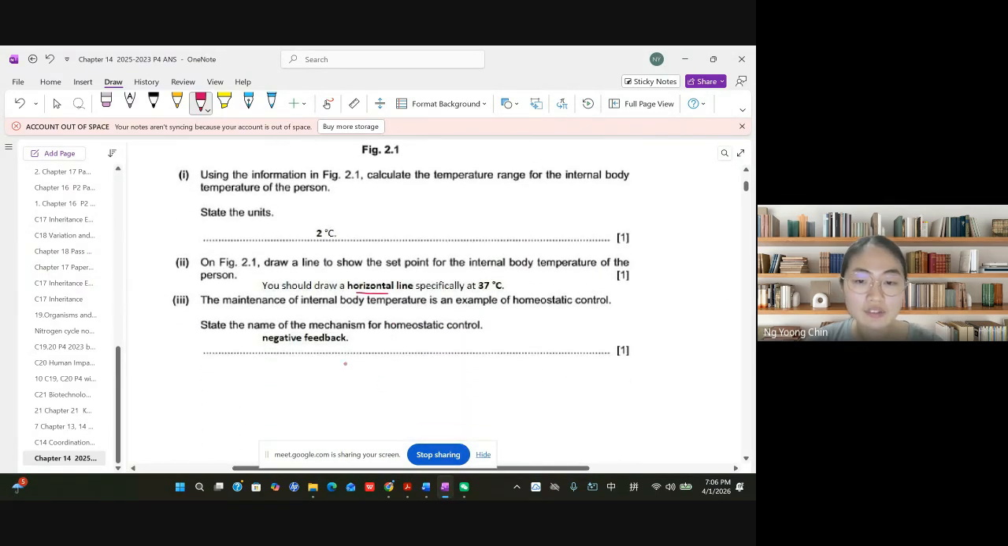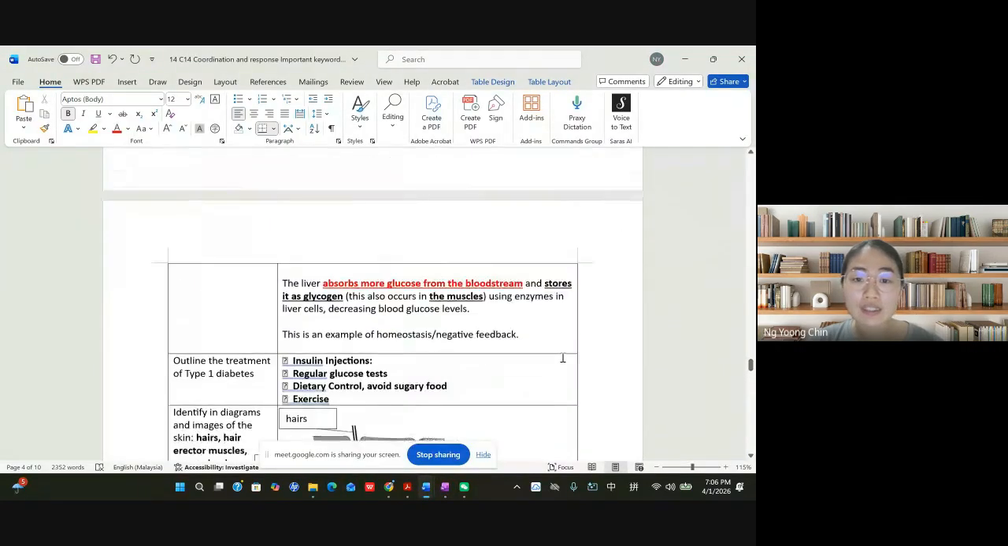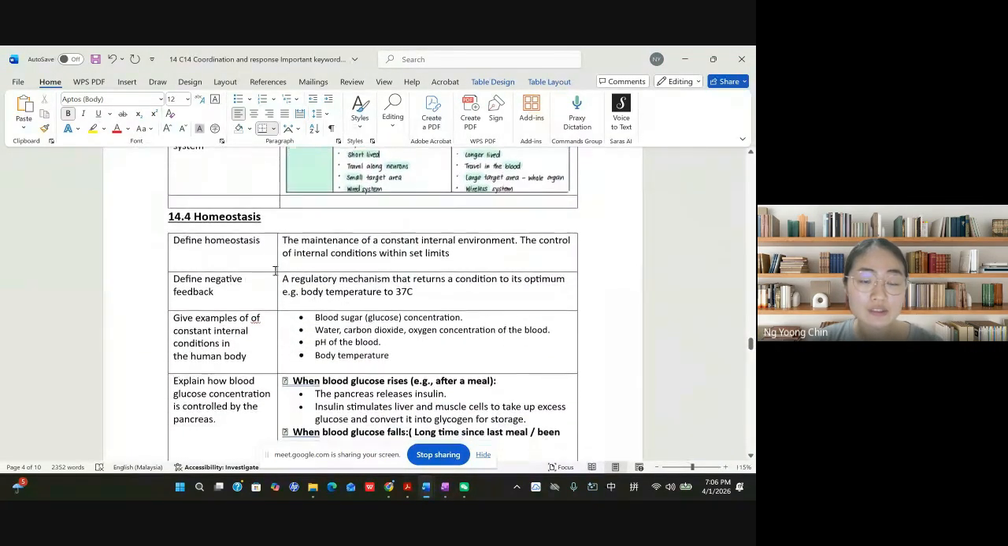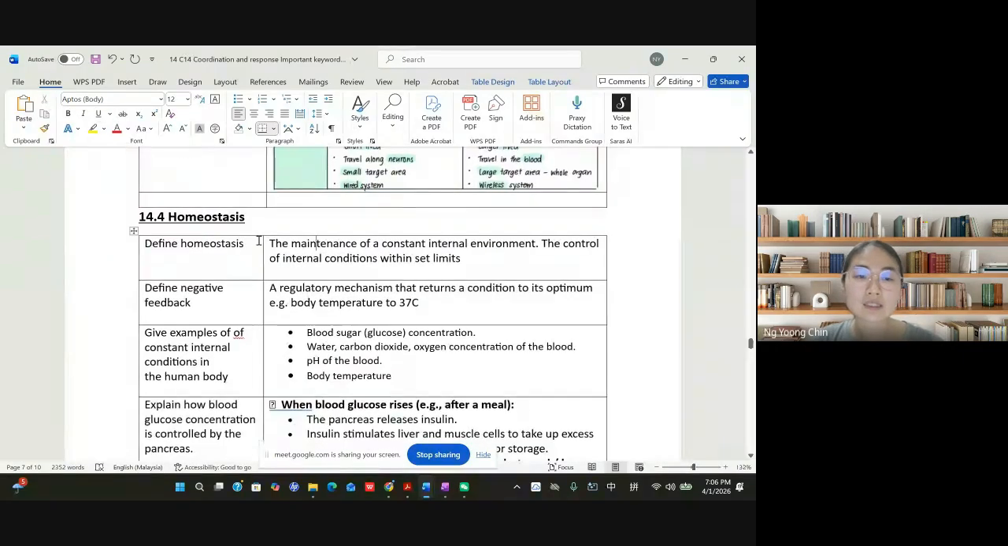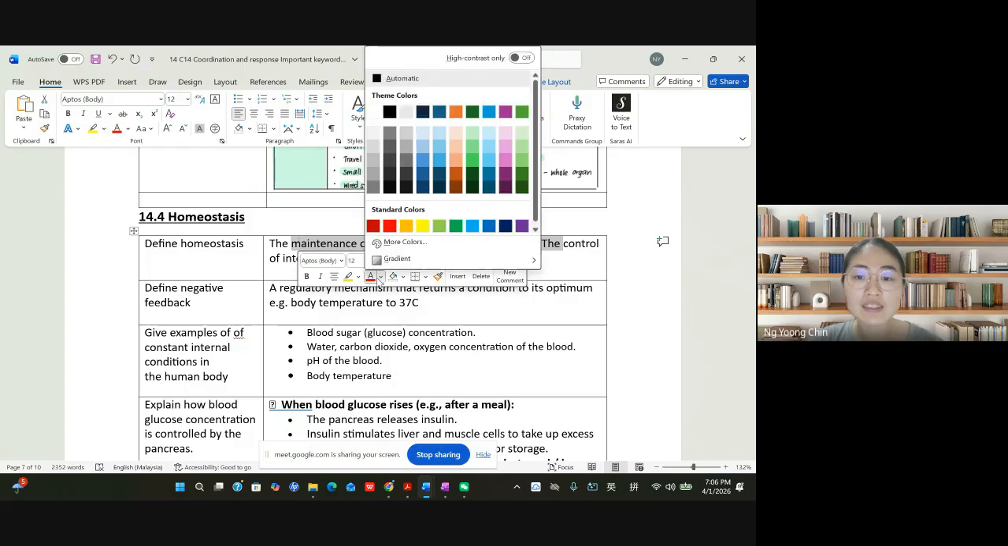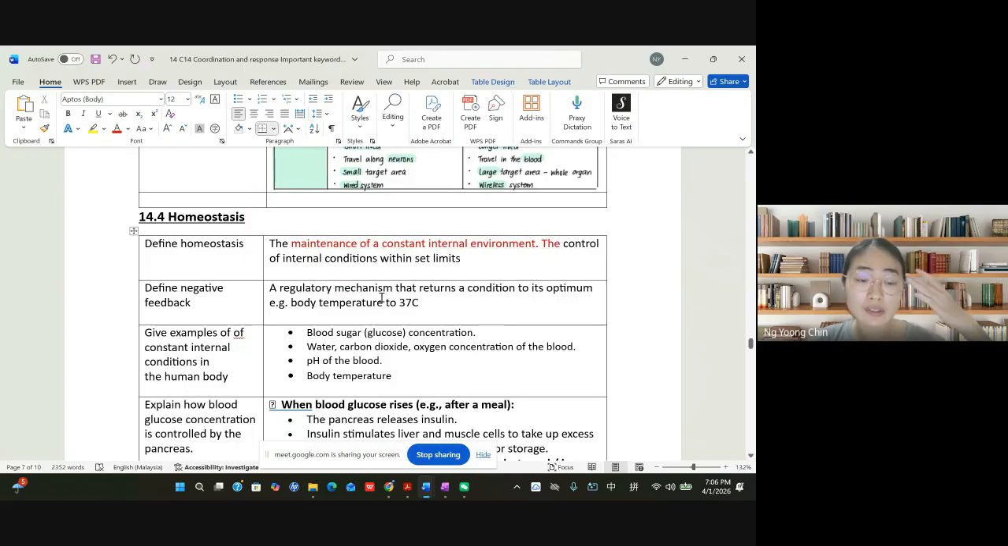And then for this one, name the mechanism for the homeostasis control. So the answer is what? It's negative feedback. So this is the answer you should write: negative feedback. Because when we talk about homeostasis, we go back to the notes. So what is meant by homeostasis? This is the definition: the maintenance of a constant internal environment. This is the keyword that you should write.